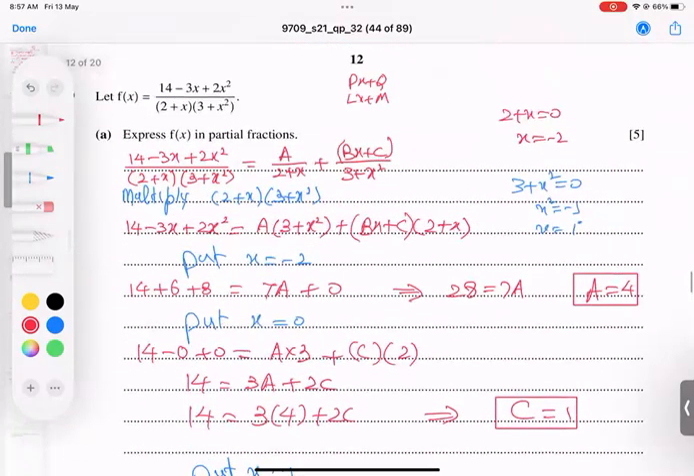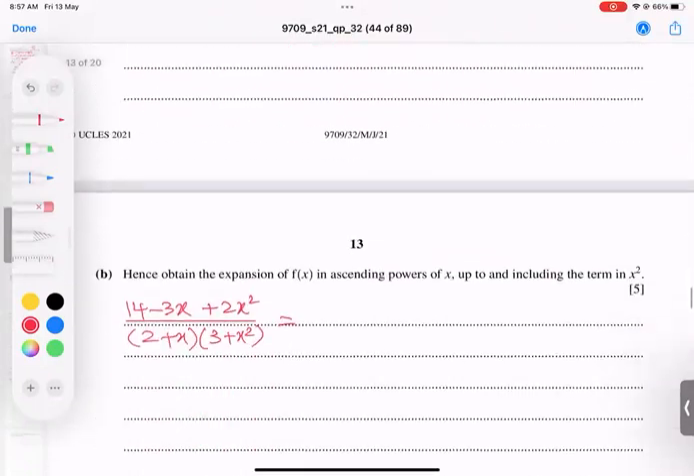Okay, and both are positive, yes. A over 2 plus x, A is 4.